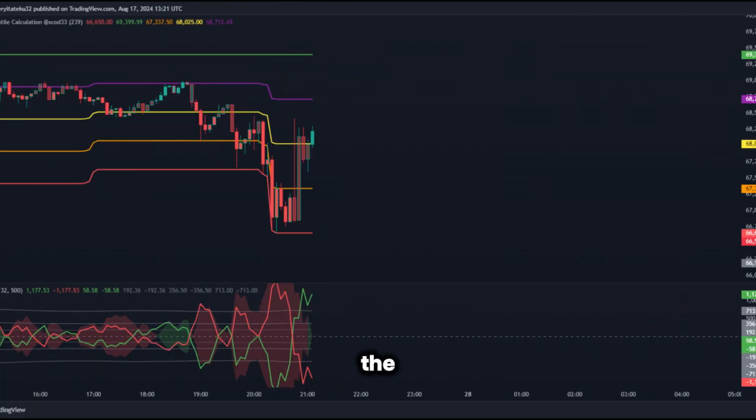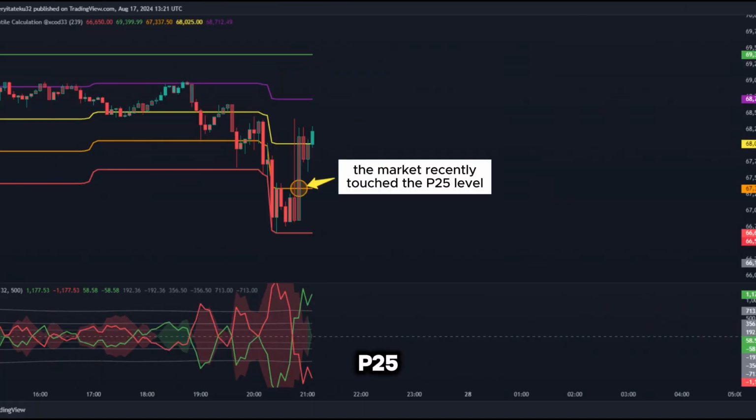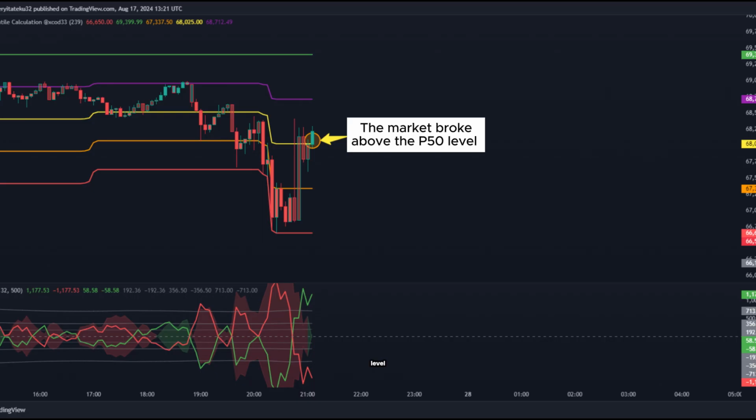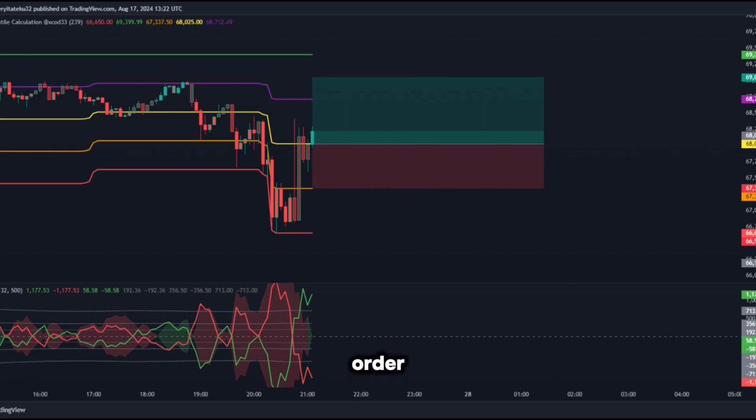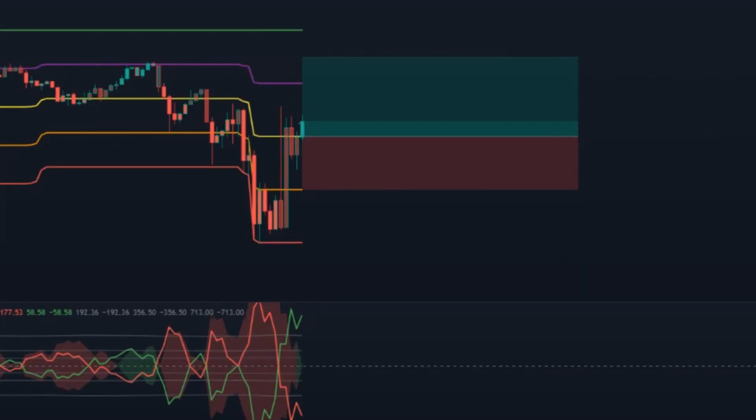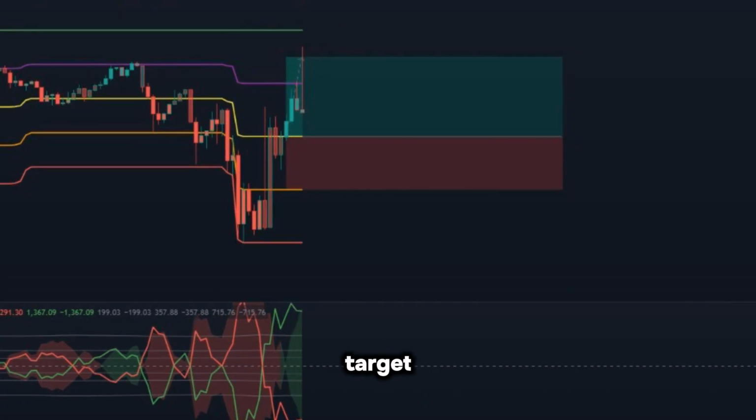Another setup where the market last touched the P25 level of the percentile indicator, it then broke above the P50 level, and the con cloud of the Expansion Contraction Indicator turned green. All conditions met, we place a buy order. The stop loss is set at the P25 level, and the risk-to-reward ratio is 1 to 1.5. The market hit the target.